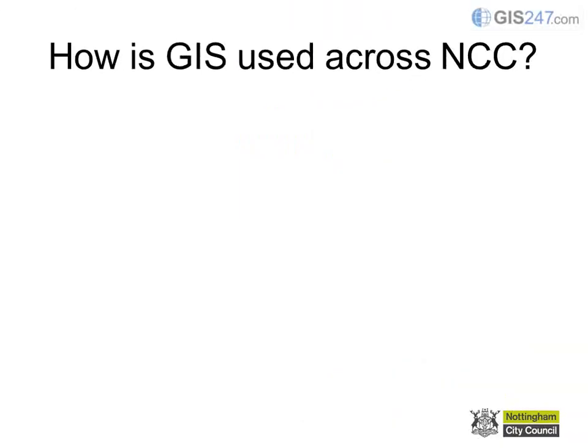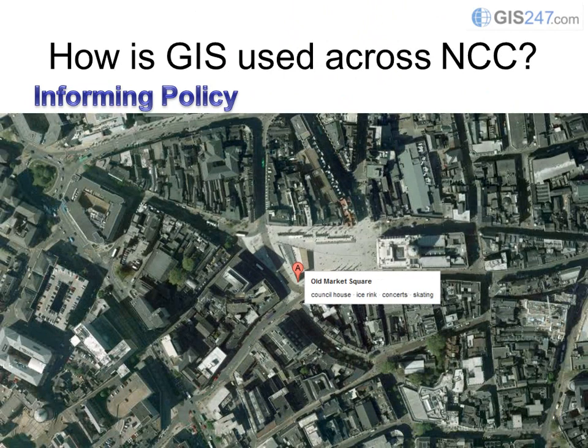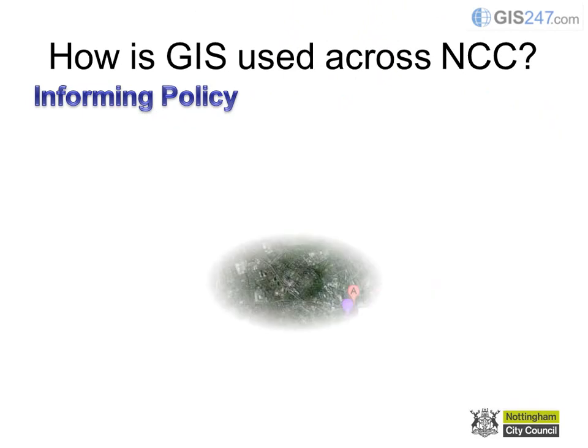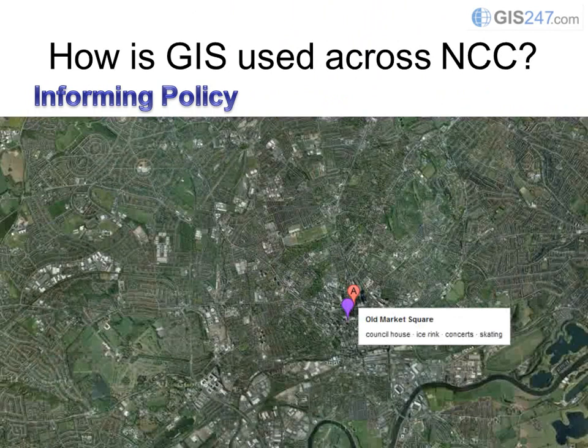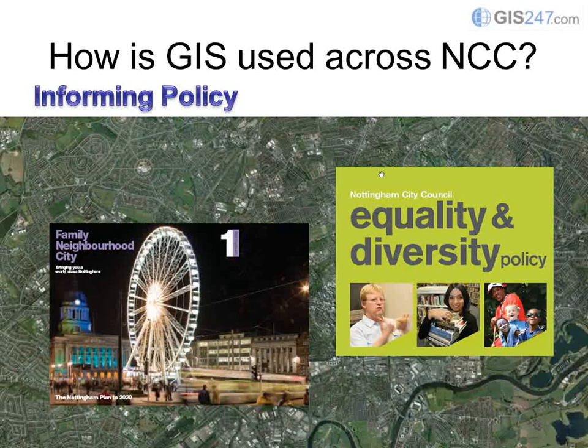GIS is also used to help inform policy. GIS plays a key role in carrying out analysis to gain a greater understanding of what is happening within a given location or analysing patterns across a wider area. For example, Priority 5, Safer Nottingham in the Sustainable Community Strategy objectives are to reduce crime, the fear of crime, substance misuse and antisocial behaviour.